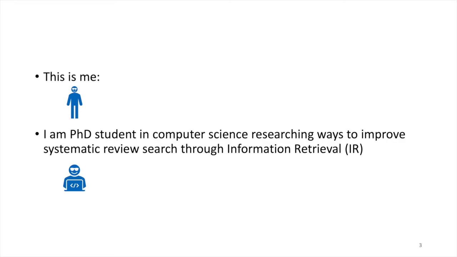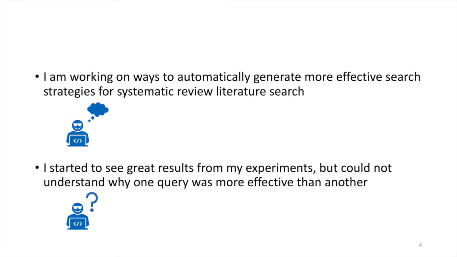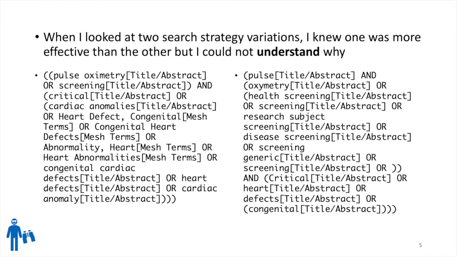This is me. I'm a PhD student in computer science, researching ways to improve systematic review search through information retrieval. I'm working on ways to automatically generate more effective search strategies for systematic review literature search. The actual method and results of my experiments aren't relevant to this particular talk, but I started to see great results. The problem is that I couldn't understand why one query was more effective than another.